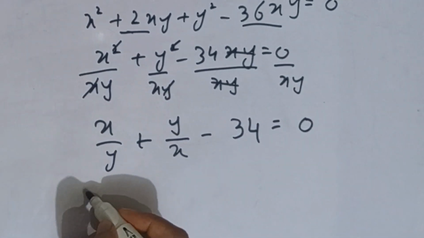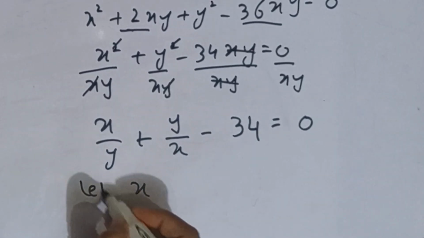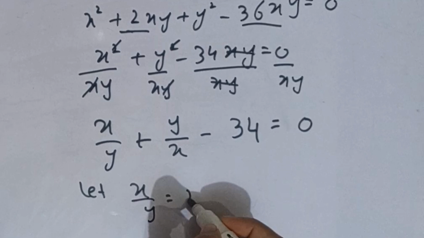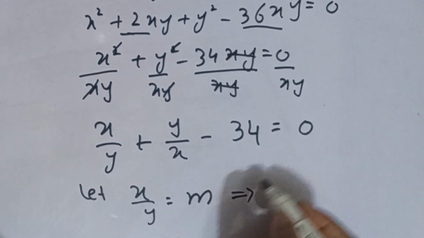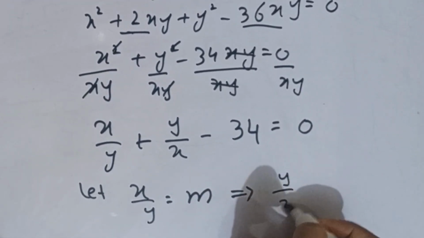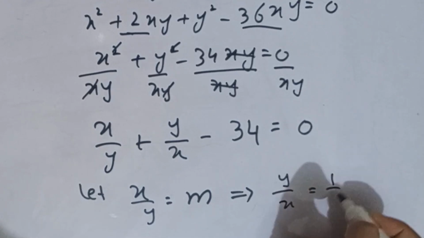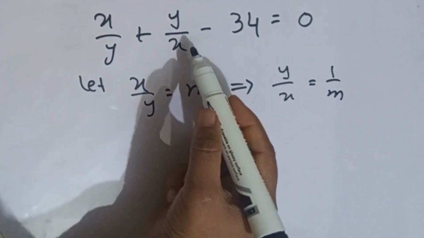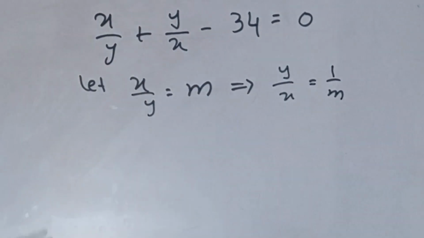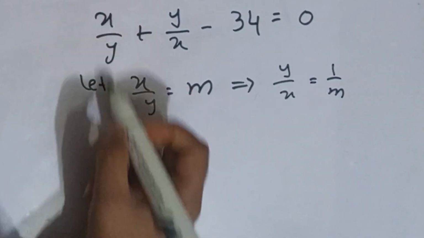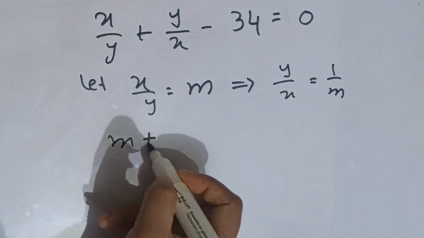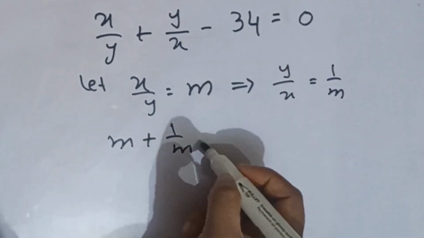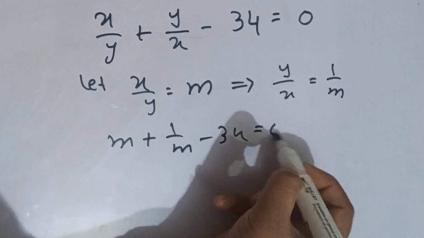Now in the next step, we let x over y be equal to m. This implies that y over x is equal to 1 over m. So we substitute this value in the equation, and we have m plus 1 over m minus 34 is equal to 0.